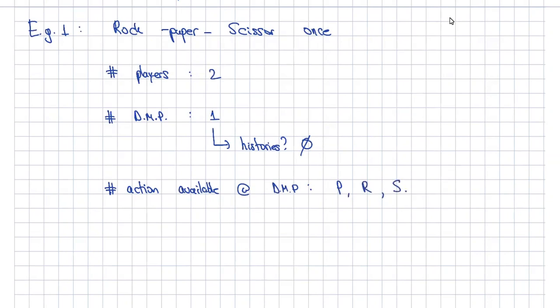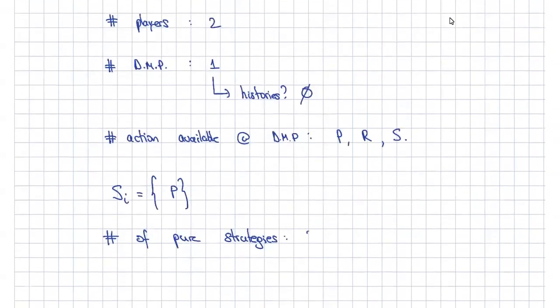Because you have one decision-making point, and because there are no histories, a particular pure strategy for player 1 could be, for example, paper. What's the number of pure strategies in this game? Well, you probably guessed it, it is 3. Because there's one decision-making point and only one history, the number of actions available matches the number of pure strategies. This is not necessarily always the case.